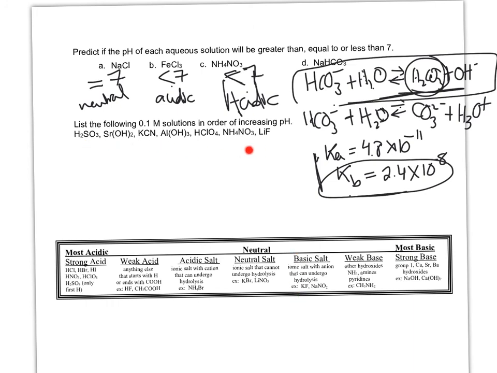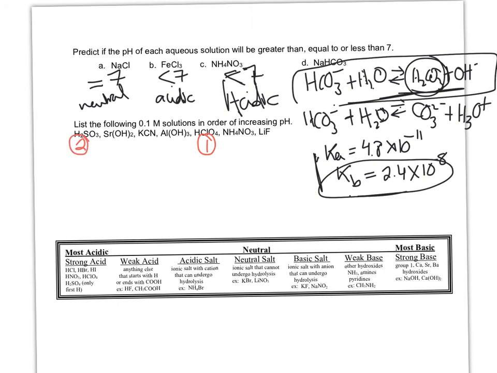So let's try to rank these here. If we're going in order of increasing pH, that means from lowest pH, which is most acidic. And so you're going to start with your strong acids. Let's skim through here. Do we have any strong acids? Yep, HClO4. So that's going to be my number 1. Do we have any more strong acids? No, we don't. So now let's move on to weak acids. Do we have any weak acids? Yep, we do. H2SO3 is a weak acid.